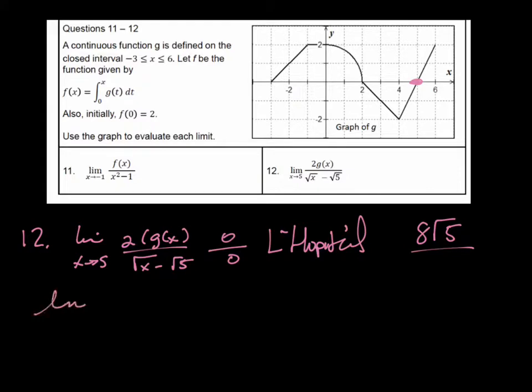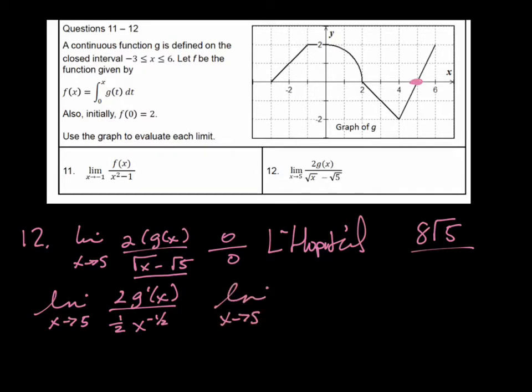And so then you would take the limit as x goes to 5 of 2g prime of x over the derivative of the square root of x minus the square root of 5, which is just the derivative of the square root of x, which is 1/2 x to the negative 1/2. Let's keep going. Limit as x goes to 5 of 2 times, and what is g prime? That would be the slope of g, and that is 4 over 1 over 2, so 2. We're doing direct substitution now.